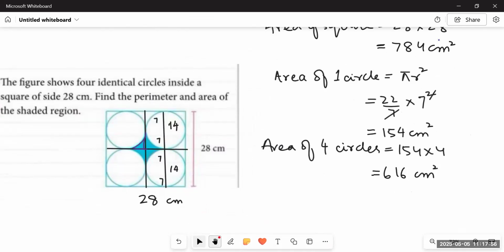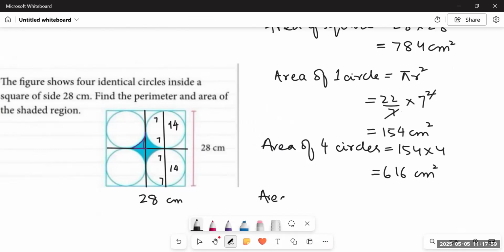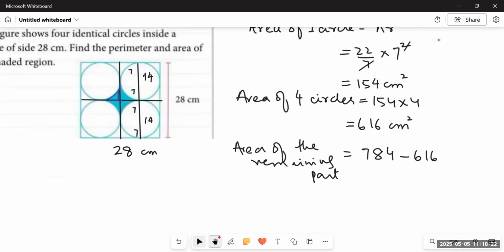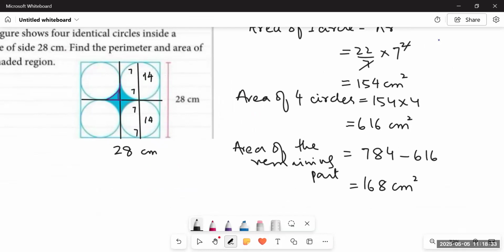So area of the remaining part would be the difference of the two. Simple. We'll subtract 616 from 784. And then we will get 168. It means all the remaining part outside of the circle and inside of the square is equal to 168 centimeter square. Now out of this part, some of the part is shaded and some other are unshaded.